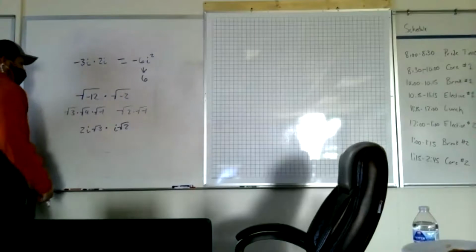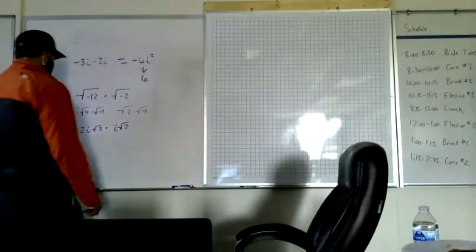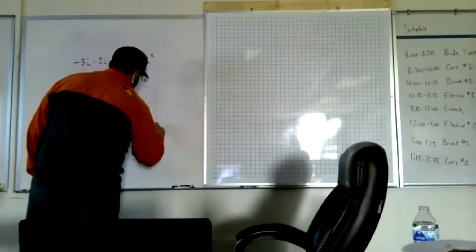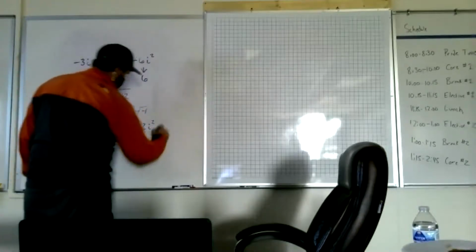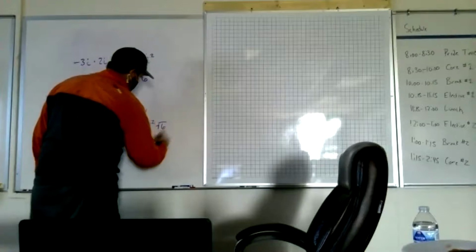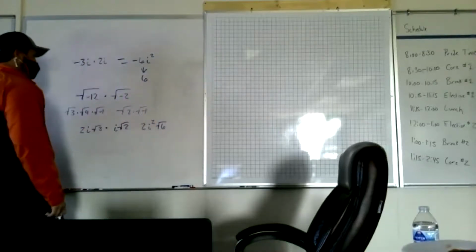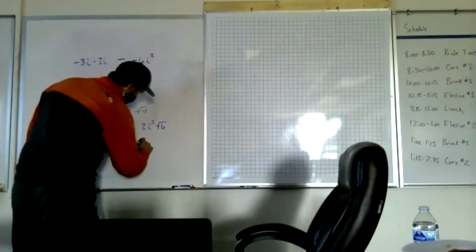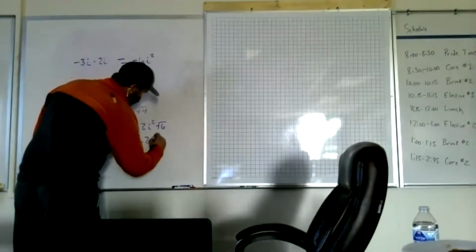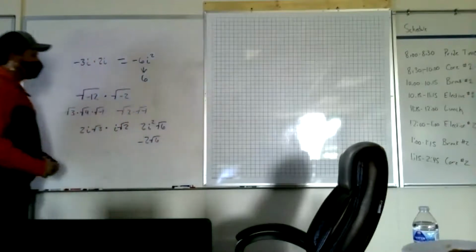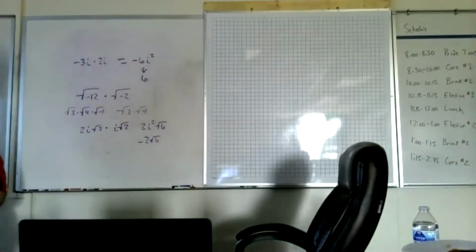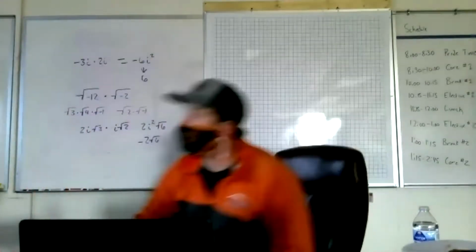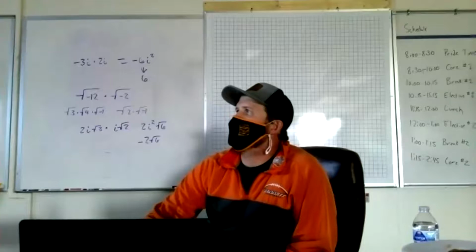And multiplying those together is going to give me 2i squared times the square root of 6. Okay, this i squared gets simplified to a negative 1. So that would be negative 2 square root of 6. At least that's what it should be. See if I'm right.